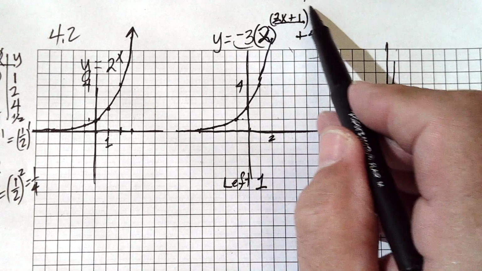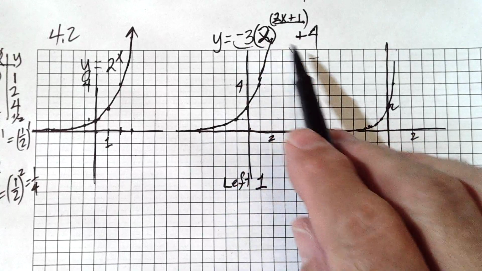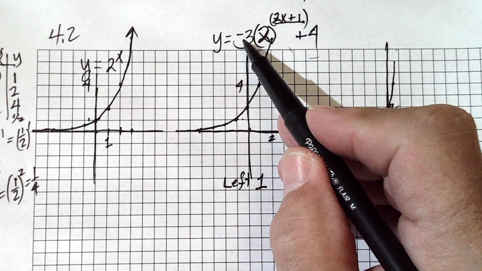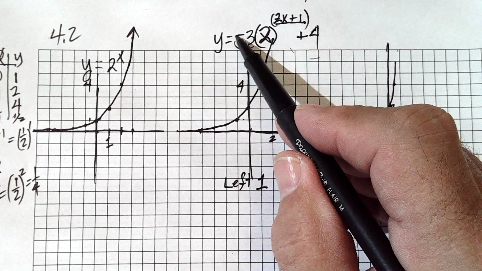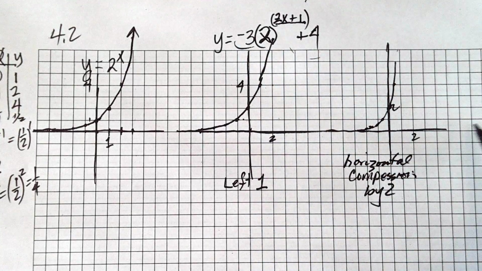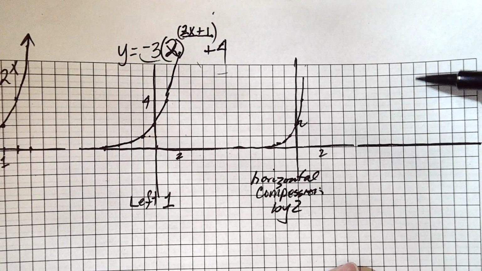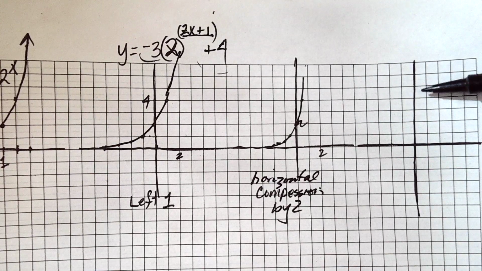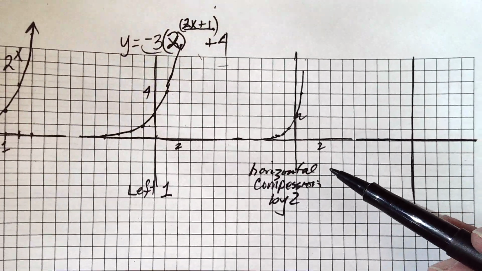And so we've taken care of everything in the exponent. Now let's take care of everything in the y. Here we go according to our order of operations, so we've got to do the multiplication before addition. There's a minus and a 3 on the outside. Everything on the outside works vertically. So we're going to do a reflection vertically over the x-axis.